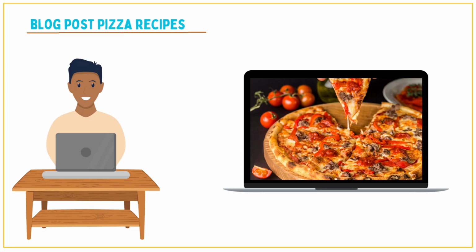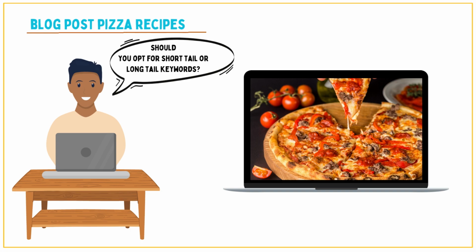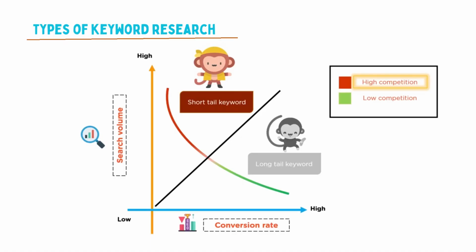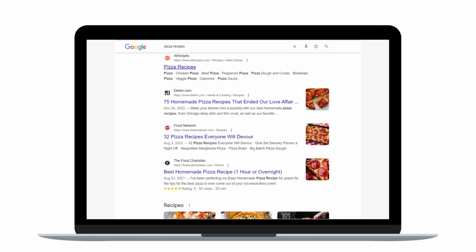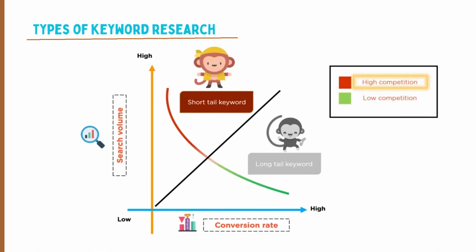When writing a blog post about pizza recipes, the question arises, should you opt for short tail or long tail keywords? First, let's delve into short tail keywords. These are typically 3 words or shorter phrase. They are concise and broad in nature, representing a general topic or idea. For example, pizza recipes can be considered a short tail keyword as it encompasses the overall theme of pizza recipes without specifying any specific details.